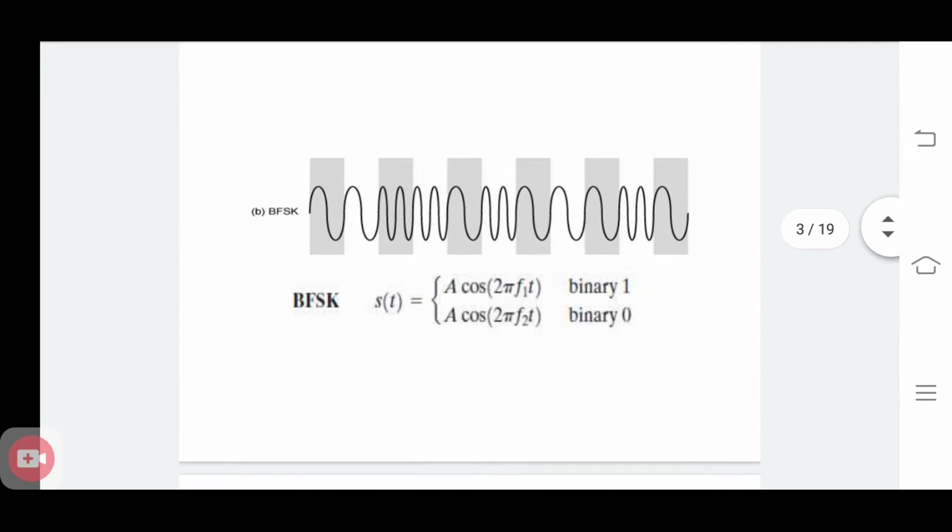This is the figure which shows the binary frequency shift keying mechanism. You can see in the figure we have two data, binary 1 and binary 0. For representing binary 1, we are using A cos 2 pi f1t. Here the frequency is f1. Binary 0 can be represented by A cos 2 pi f2t. Here we are using f2 as the frequency. So for representing the binary data, we are using two different frequencies, right?